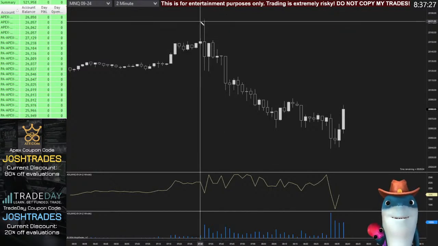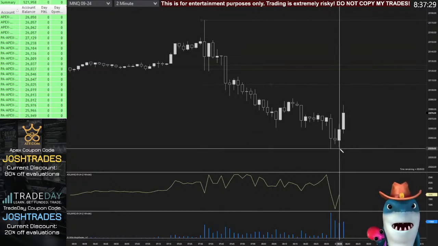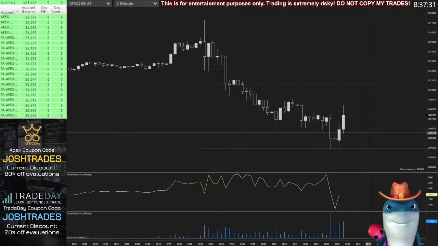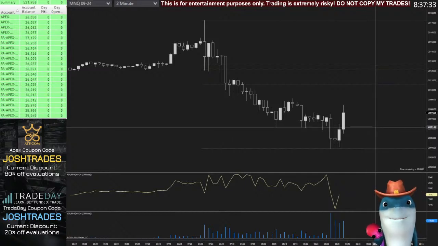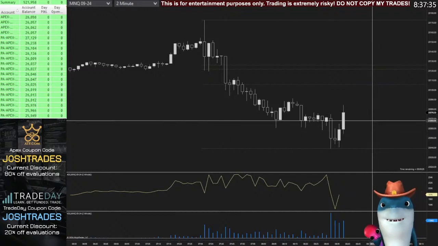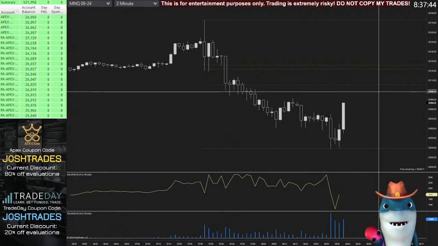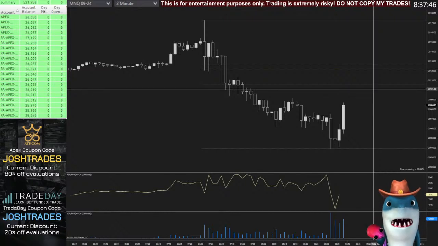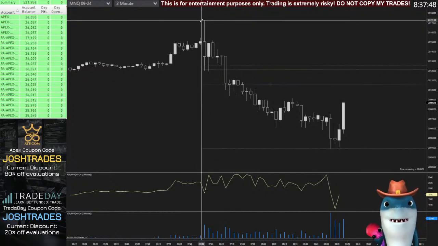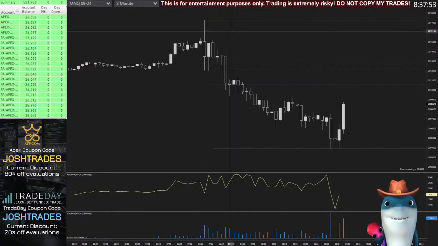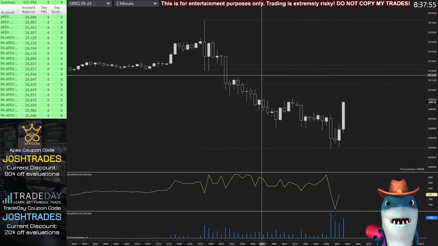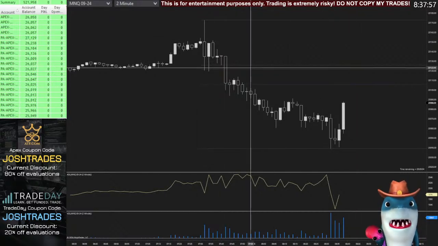During the stream, I also want to showcase my LFG setup, which is my personal favorite entry model. It combines some Al Brooks concepts and some ICT concepts, but it just makes sense for me. What this model basically is, I draw fibs. As you can see, I drew a fib from this recent downswing, or this recent downtrend.